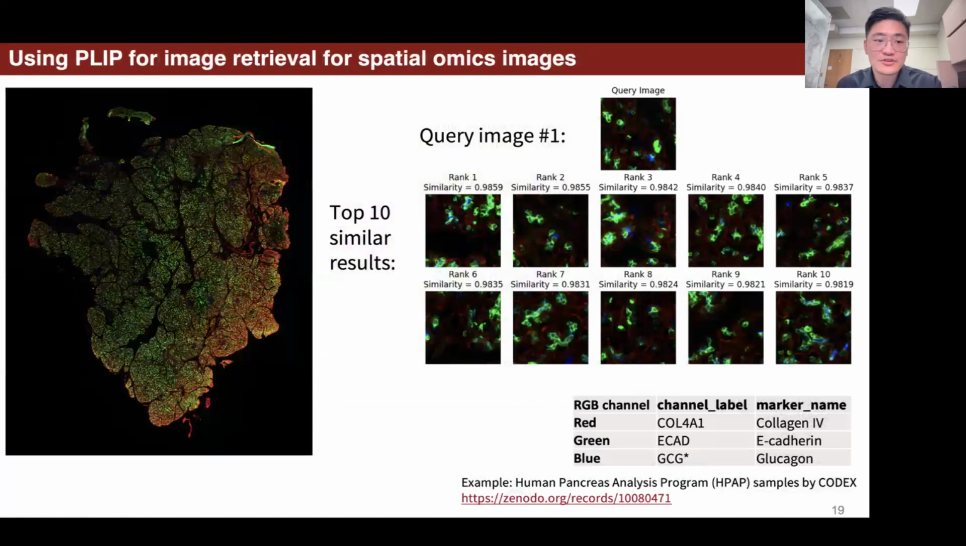A few days ago, I also tried the PLIP model for image retrieval in several spatial omics datasets. Here's an example of the Human Pancreas Analysis Program, HPAP, samples by CODEX. I randomly picked three antibody channels to see how well I can input a query image and retrieve the relevant image patches. I'm not really an expert in spatial omics, but I personally feel the top 10 most similar results reveal a very close pattern to the query image I input through the PLIP model.